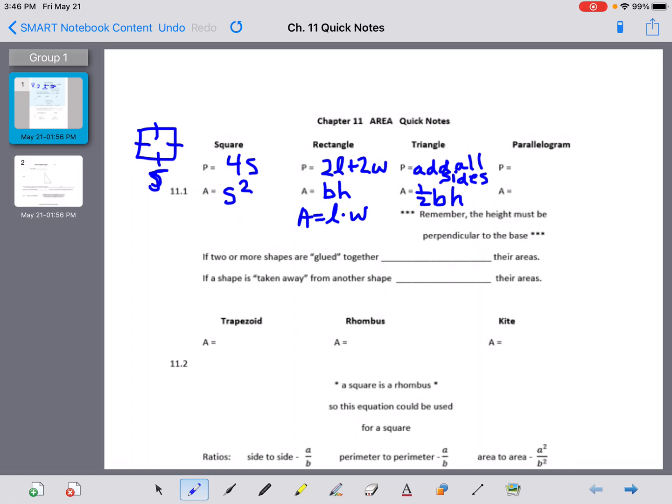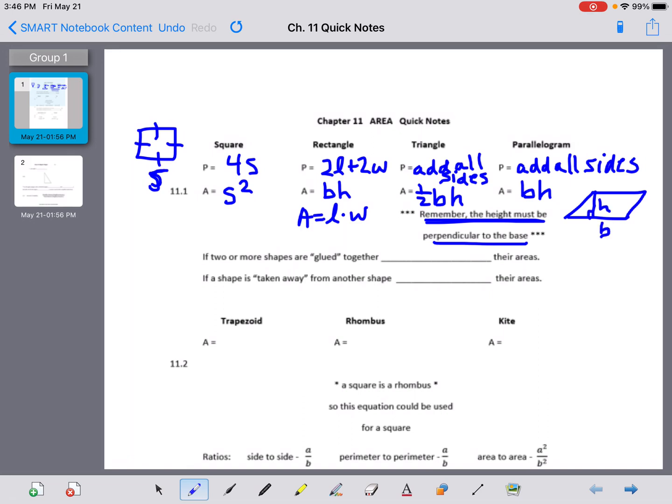Parallelogram, again, for the perimeter, we're going to add all the sides and make sure they're the outsides, all the sides on the edges. And the area is just base times height. It's super, super important to make sure the height is perpendicular to the base on both the triangle and the parallelogram. Okay, so always make sure the height comes from, usually in the parallelogram, it's inside. Okay, and make sure this height is in here compared to the base. They have to be perpendicular.